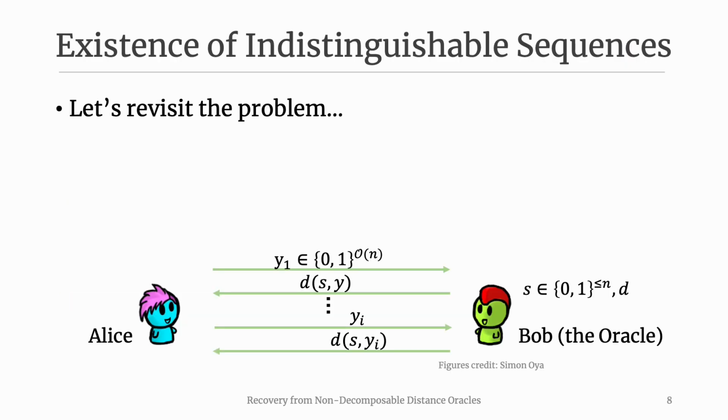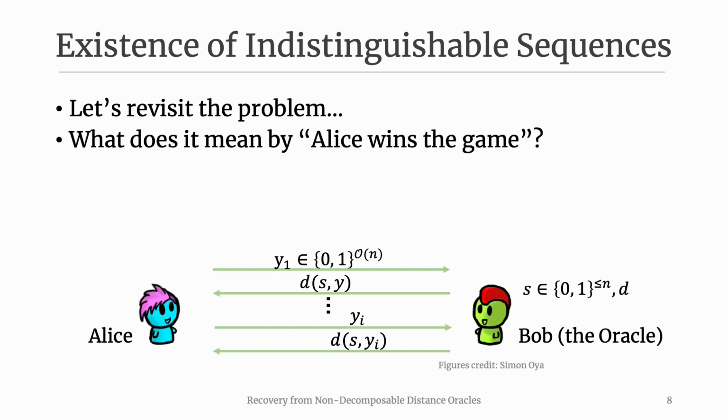If you revisit this problem, you may notice that it is not super clear what it means for Alice to win the game.